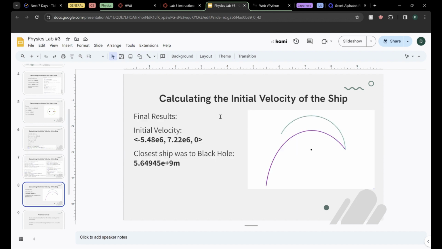Calculating the initial velocity of the ship, final results. So my results for the initial velocity were negative 5.48e6 meters per second and 7.22e6 meters per second. The closest the ship got to the black hole was 5.64945e9 meters, which would probably be around here right at the top.